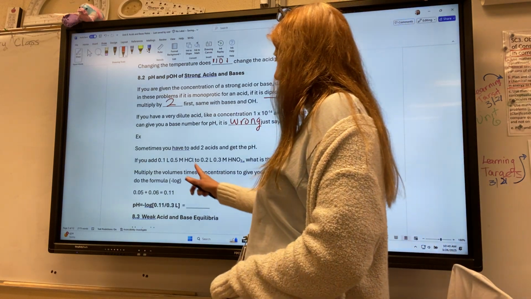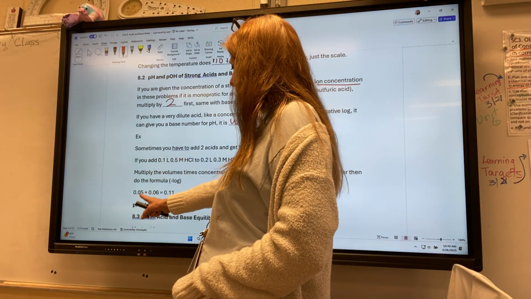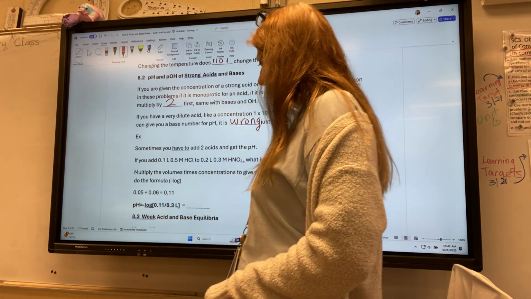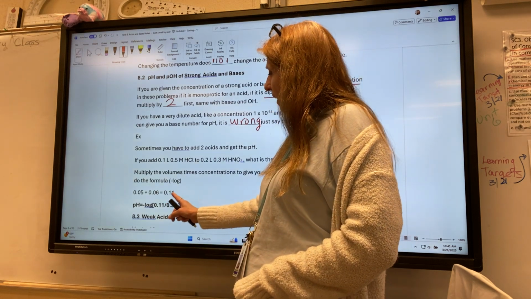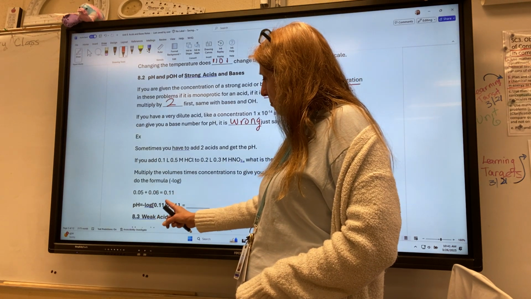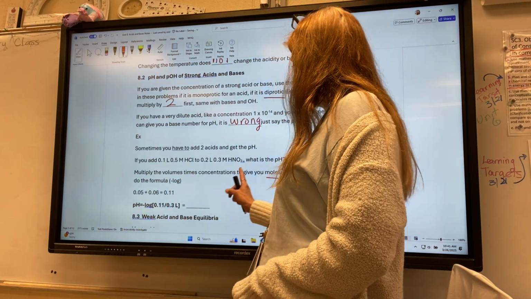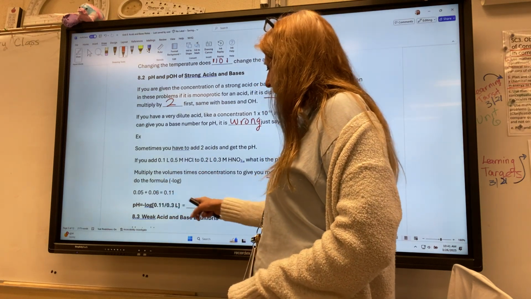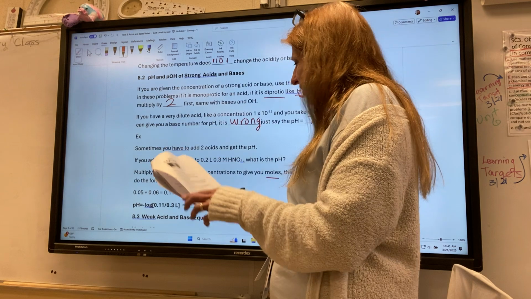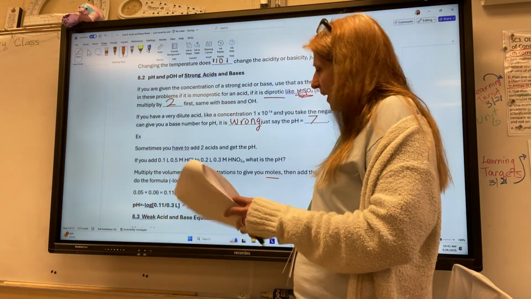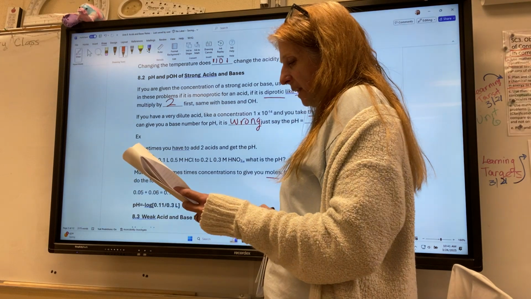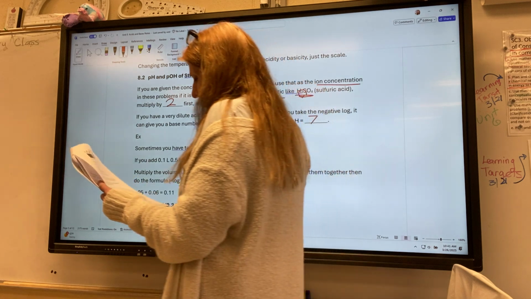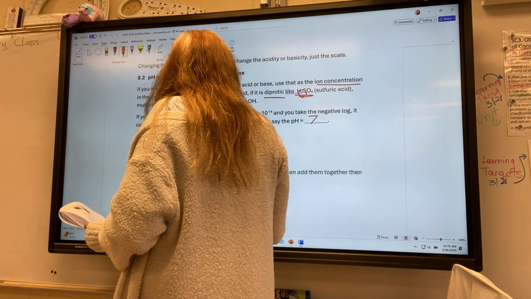So here you do 0.5 times 0.1 is 0.05, and 0.2 times 0.3 is 0.06. You add them together and it's 0.11. So then you're going to take the negative log of this number of moles, 0.11, divided by your total volume, which is 0.1 plus 0.2 is 0.3. So really, if you just think about it and go, hey, I need a concentration, how am I going to get it? I'm going to need the concentration of the whole thing with the whole volume. You can almost just figure that out in your head. But the answer is 0.44.